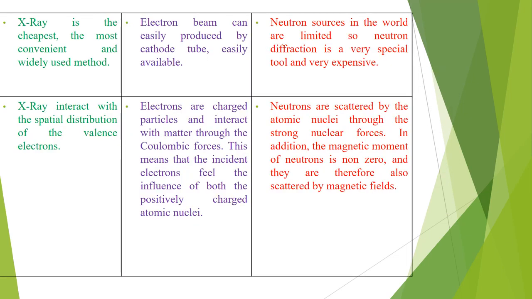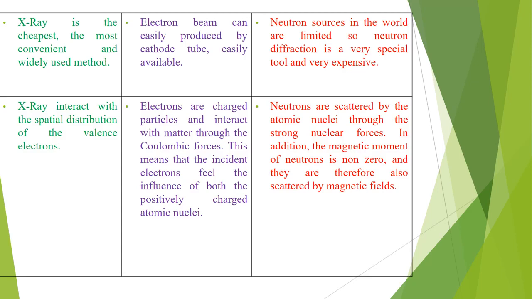Some other differences between X-rays, electron microscopy and neutron microscopy are: X-rays are the cheapest, the most convenient and widely used method, while an electron beam can easily be produced by the cathode tube and is easily available. While neutron sources in the world are limited, so neutron diffraction is a very special tool and very expensive.